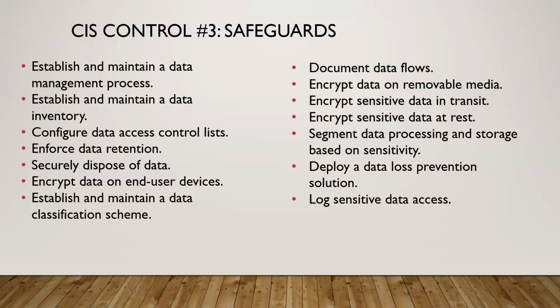Encrypting the sensitive data at rest, so again on servers or databases, even in applications themselves, making sure that we're encrypting that at rest so if someone does attack those systems, we are protecting that data, or at least reducing the risk of them being able to have meaningful impact with that data. Segmenting our data processing and storage based on sensitivity. So for example, not processing sensitive data on enterprise assets that are intended for just that lower level of sensitivity.